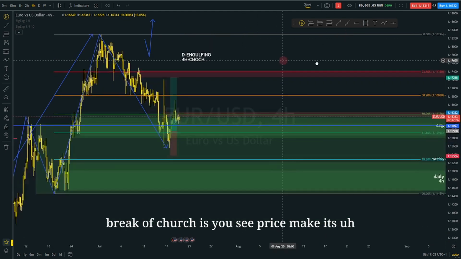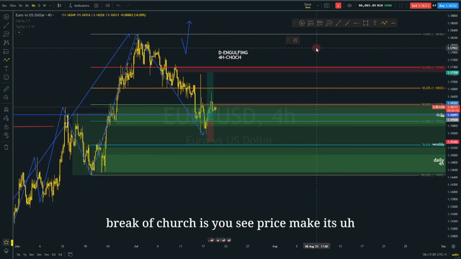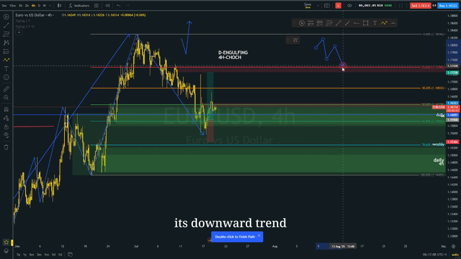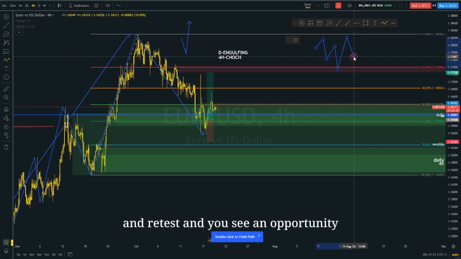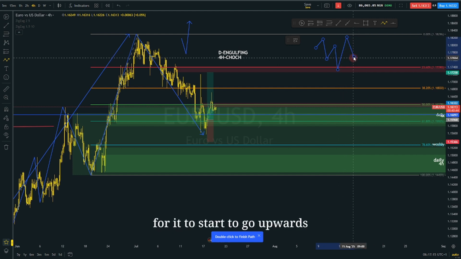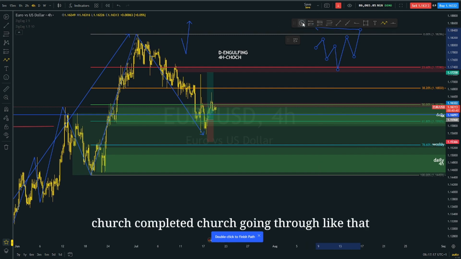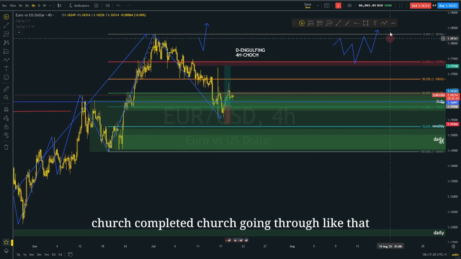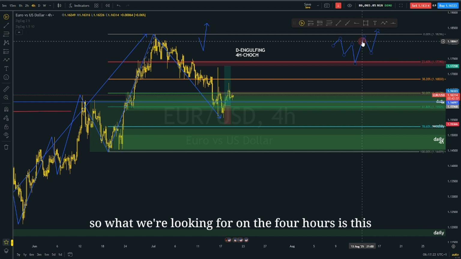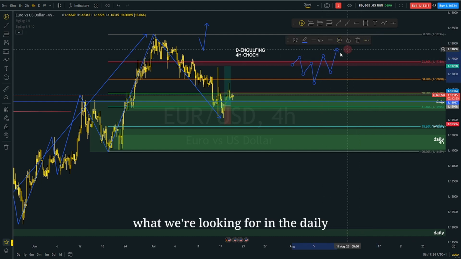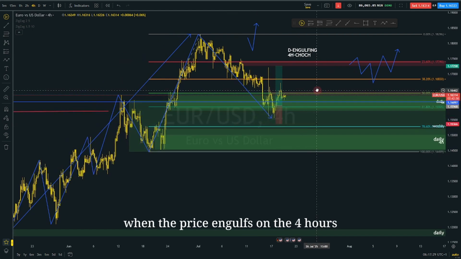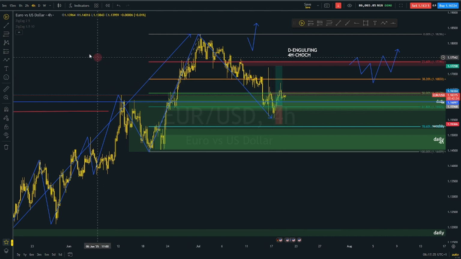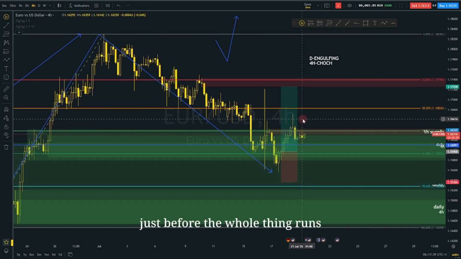CHOCH is not break of structure. CHOCH is, you see price make its downward trend, and then you see price break above the last high and retest, and you see an opportunity for it to start to go upwards like this. So CHOCH completed, CHOCH going through like that. So what we're looking for on the 4 hours is this. What we're looking for in the daily is the engulfing bar. So the thing with the engulfing bar is when the price engulfs, on the 4 hours you most likely had CHOCH structure. So you just want to catch it just before the whole thing runs.